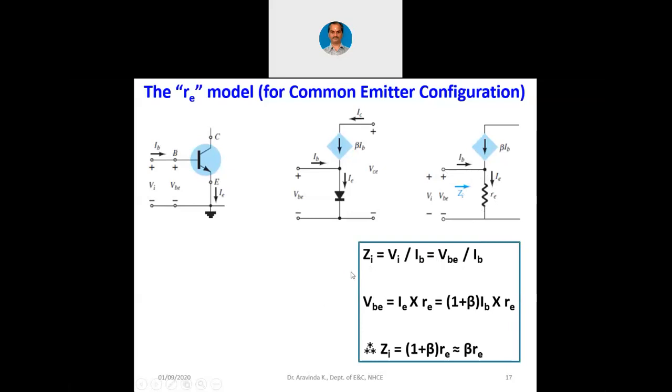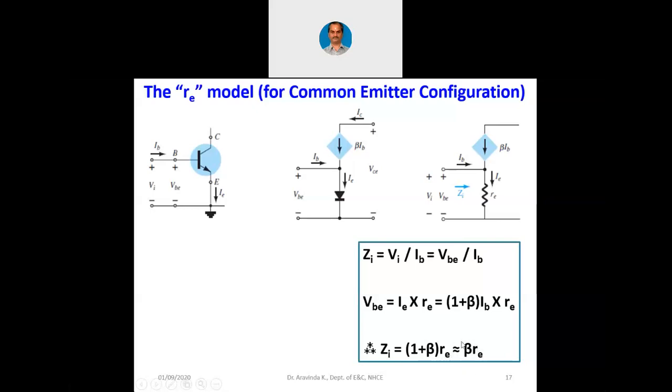Here Zi is Vi by IB, and Vi is nothing but VBE. For this particular circuit, Zi is VBE by IB. VBE is IE into RE, that is nothing but 1 plus beta into IB into RE. Therefore, Zi for this circuit is 1 plus beta into Re. That 1 can be ignored. We can write Zi as beta into Re.